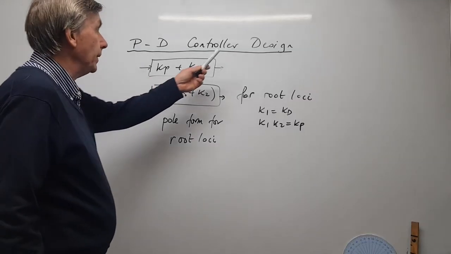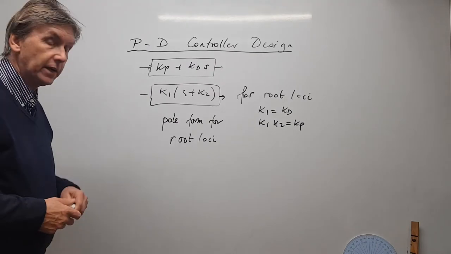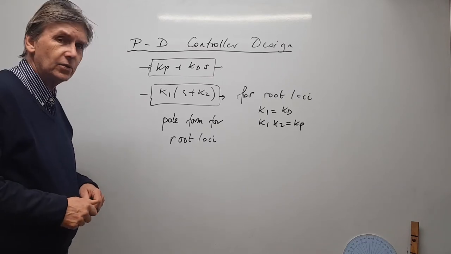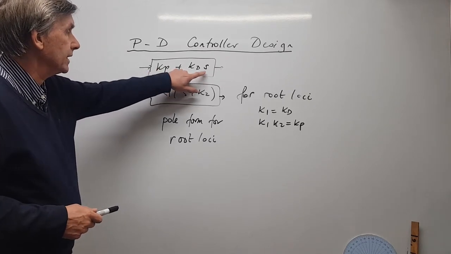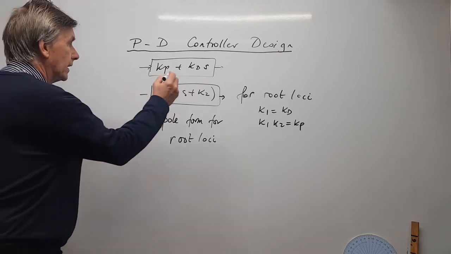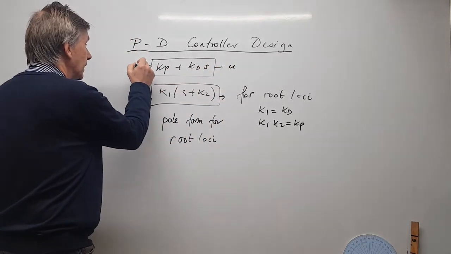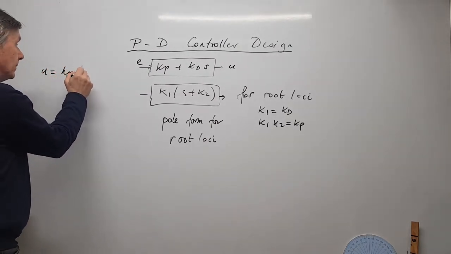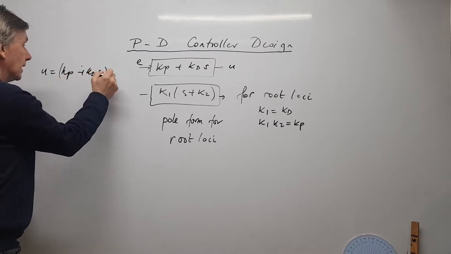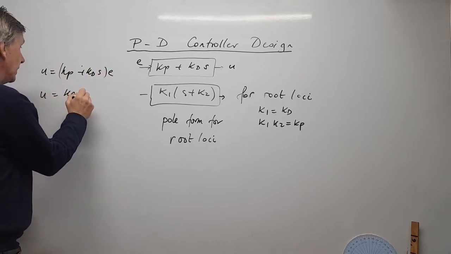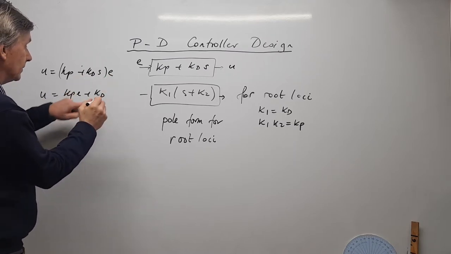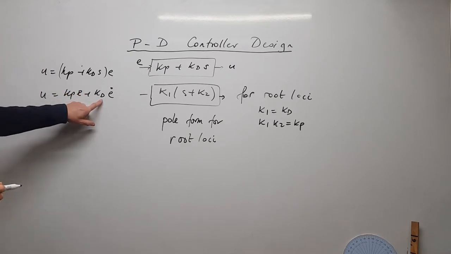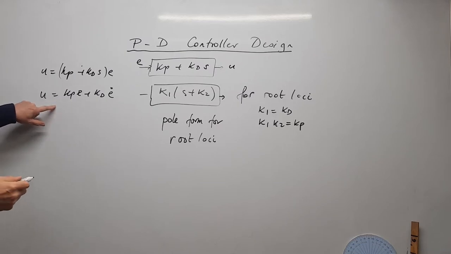Okay, so now looking at PD controller design, and that's quite a simple little slide. This is fundamental to quite a few of our calculations. A lot of the controllers are implemented as KP plus KDS. So U is the output, and E is the error: U is (KP plus KD S) times E, where S times E is E dot. That's why it's the P plus D controller. That's how most control systems are implemented.